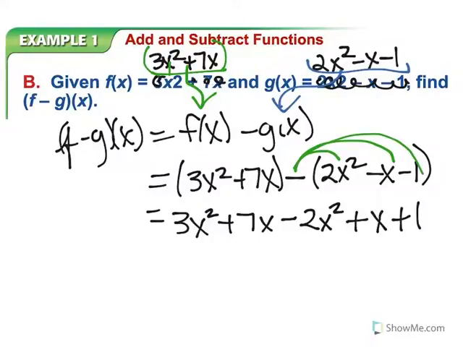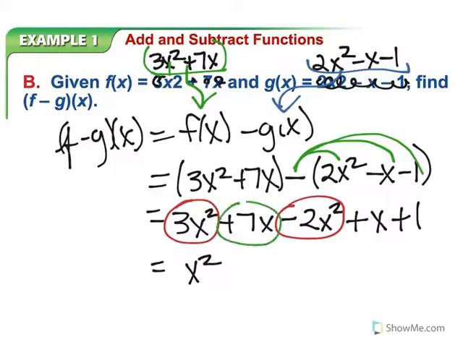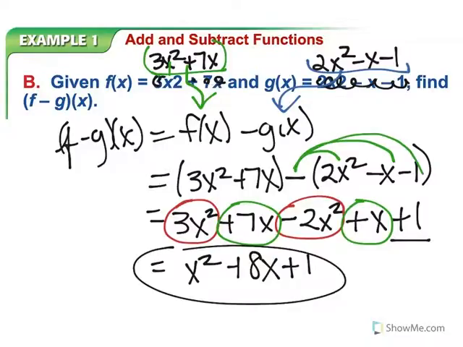Last step is to combine like terms. We have 3x squared minus 2x squared to get x squared. We now have positive 7x plus x, which is going to give us an 8x. And then at the end we have plus 1. So you can tell that f plus g of x is way different than f minus g of x.